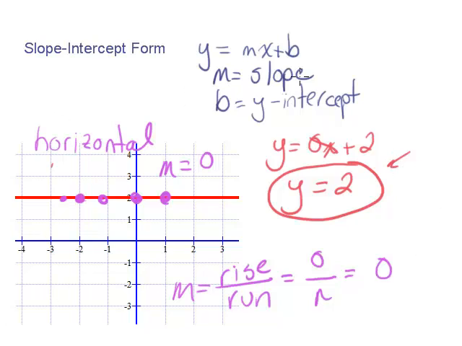Slope-intercept is one of the easiest ones. Just make sure that you always look at the line to see if the slope is positive, negative, or 0. Find your slope, find your y-intercept, plug it in, and there you go.